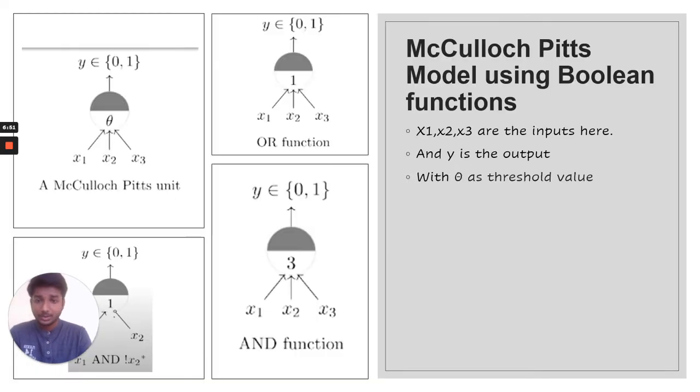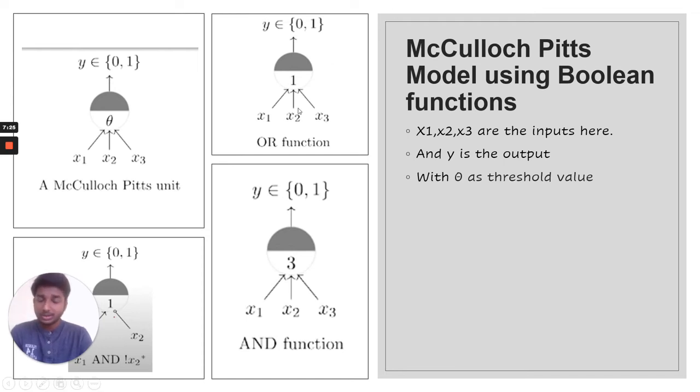Now let's see some of the Boolean functions applied for the McCulloch-Pitts model. The McCulloch-Pitts model will be represented like this. Now for the OR function, what is the condition for the OR function? If every value is 0, then the output is 0, right? If any one of the values is 1, then the output is always true.